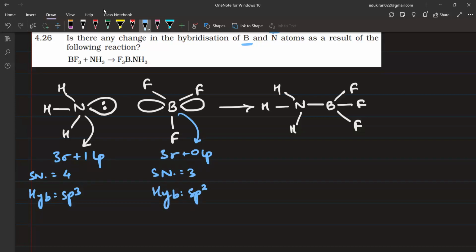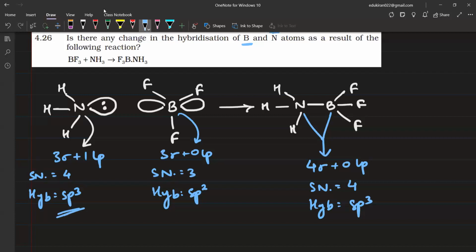But now in this case, both nitrogen and boron have 4 sigma bonds plus 0 lone pair, right? So what will the steric number be for both? The steric number will be 4, and the hybridization will be sp3. So obviously, nitrogen is not undergoing any change in hybridization. It was sp3, it is sp3. But boron was sp2, and now it is sp3. All of you got this? Yes or no, please tell me.